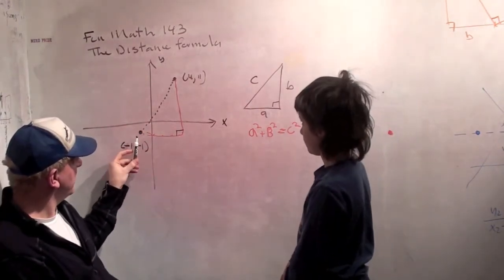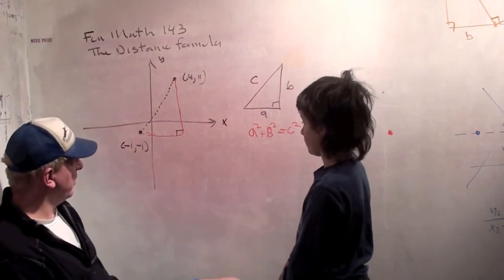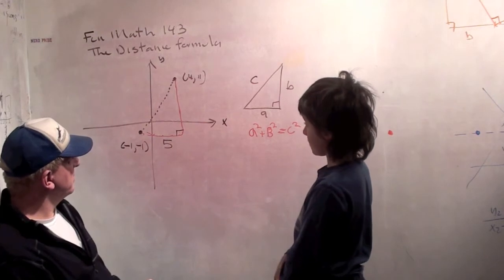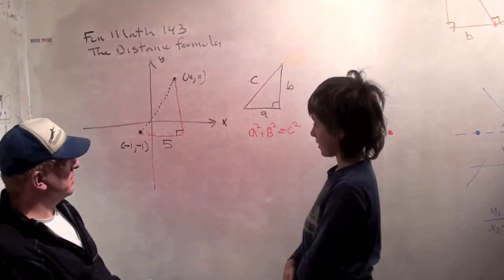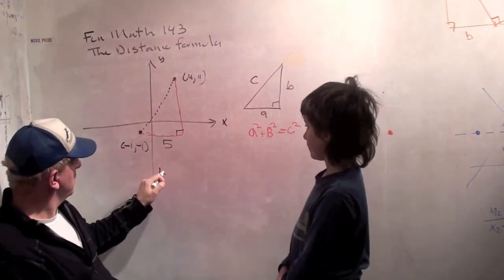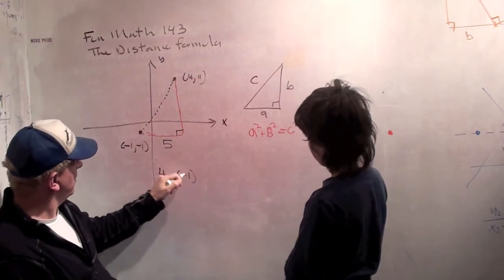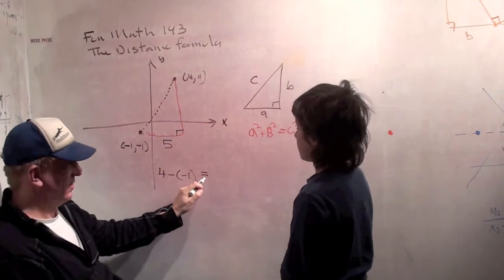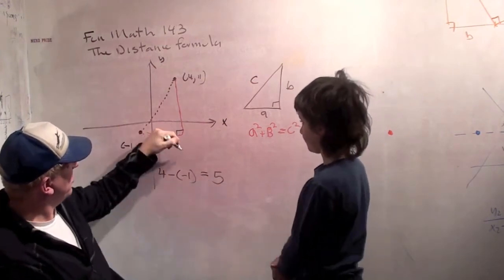Okay, well in my example here, what's the length of this side? How far is it from x equals -1 to x equals 4? It's 5. How did you figure that out? I subtracted the two. Okay, 4 minus -1, which is 5.